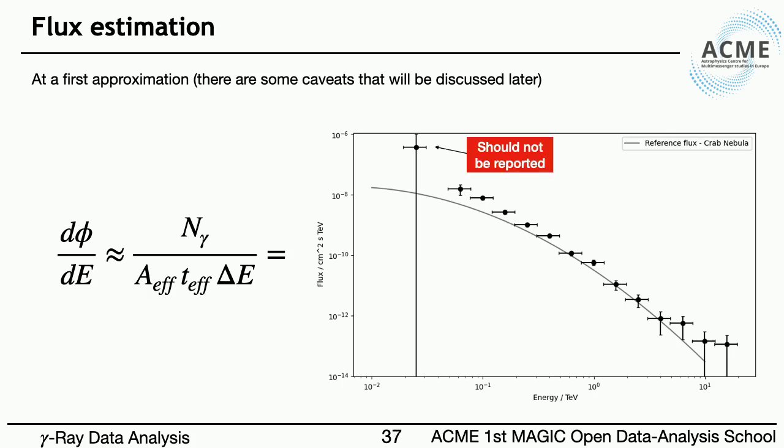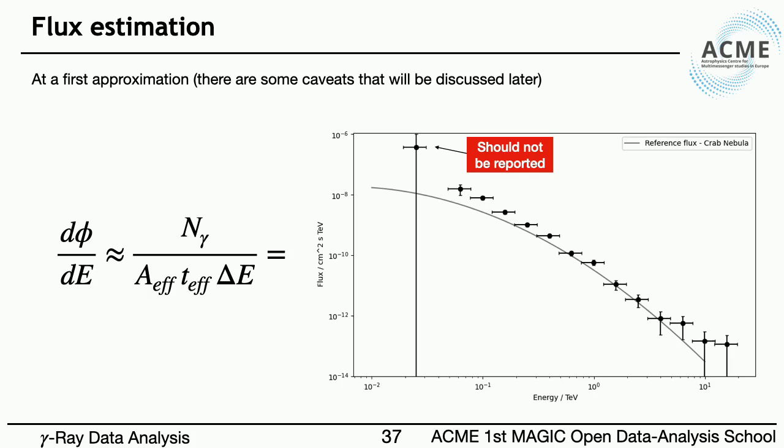Now, there are some important remarks to be made at this point. So, the first point here should not be reported. As you might remember from the plot of the Li & Ma significance that I showed you just at the end of the first part of this lesson, at low energy the excess is not significant. And moreover, in this energy range, we are dominated by systematic effects.